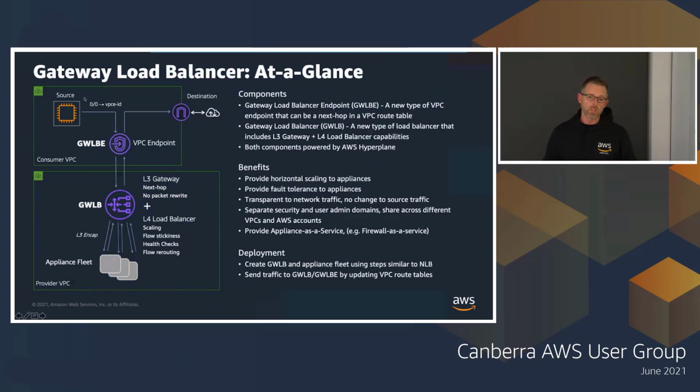Deploying it is pretty easy. I'm going to do it after I go through a few slides. It's pretty simple. You create a Gateway Load Balancer and a target group of back-end appliances or back-end instances. Then you create a PrivateLink service and create Gateway Load Balancer endpoints in your consumer VPCs, update some route tables to send traffic to it, and you're good.